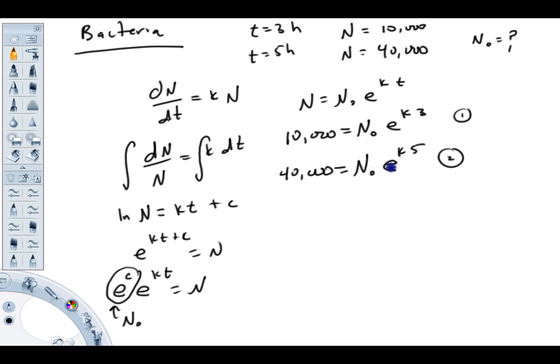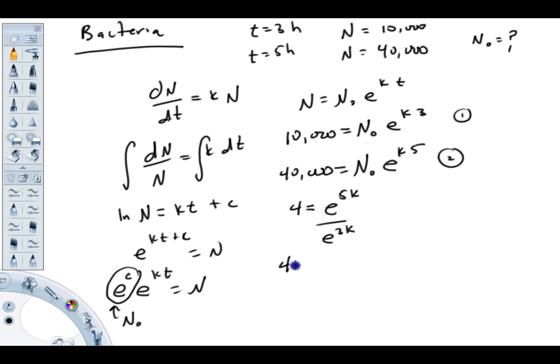Now, there's multiple ways to solve systems of equations. This one is set up really nicely to use a division to make one of the unknowns go away. Notice if we take equation 2 and divide by equation 1, over on the left we would have 40,000 over 10,000, which is 4. The n sub o's will cancel, and then we'll have e to the 5k over e to the 3k. I just rearranged the 5 and the k and the 3 and the k because I think that 5k sounds better than k times 5.